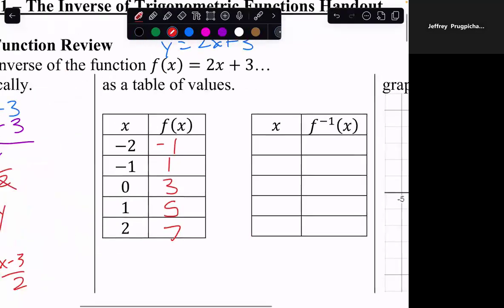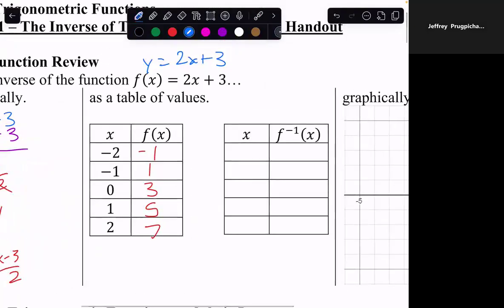Okay, that's the original table of values. But again, we learned that the inverse undoes the action. So the original function took in a -2 and outputted a -1. Inverse takes that -1 and gives you back the -2 that you started with.